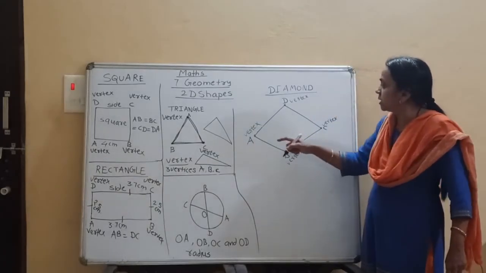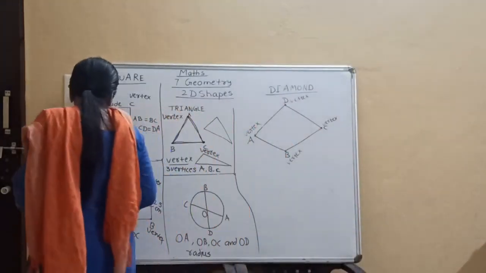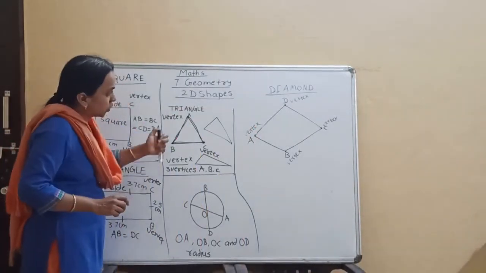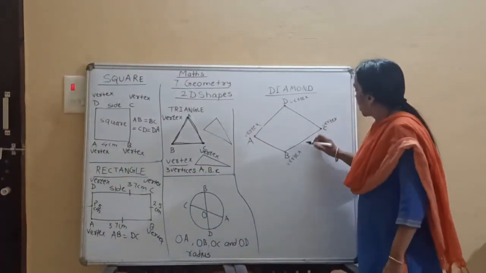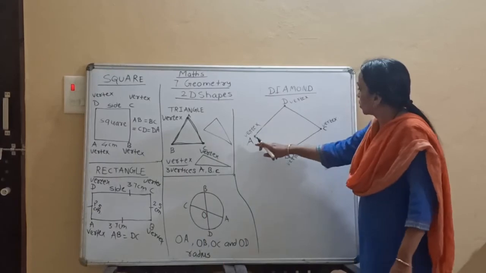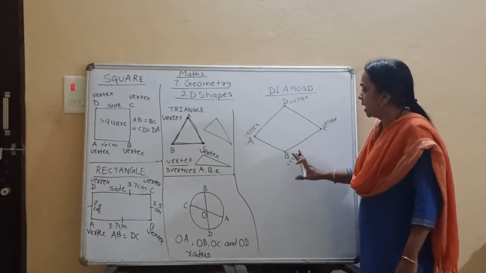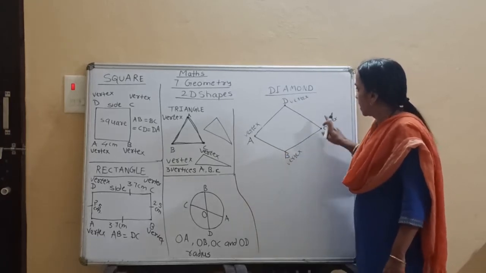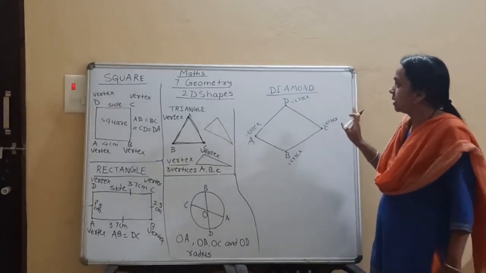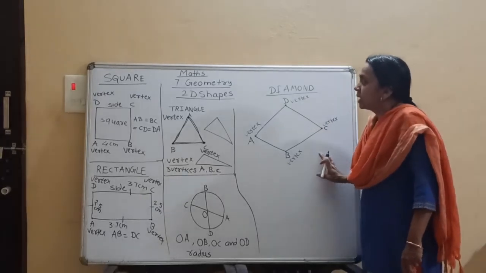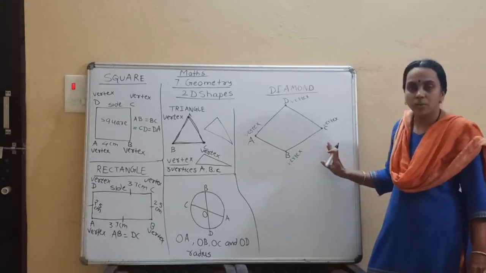So we can say here total A, B, C, D, four vertices are there. Four sides are there, four corners are there. Corners means vertices. We can say four vertices are there in this diamond ABCD. So these are the two-dimensional shapes. In the next period we will solve exercise number 1. Thank you.